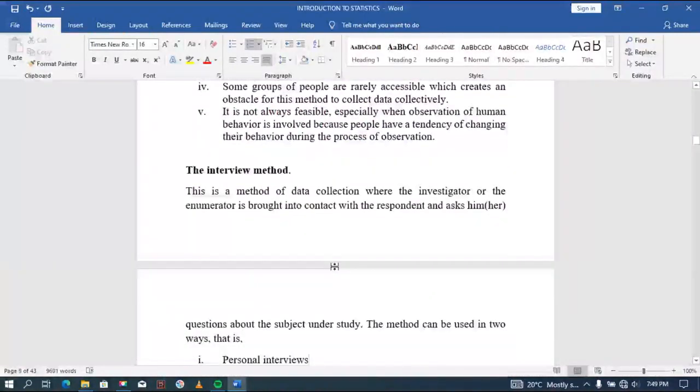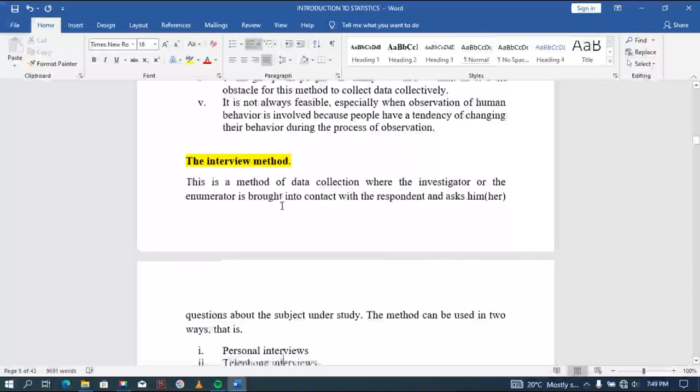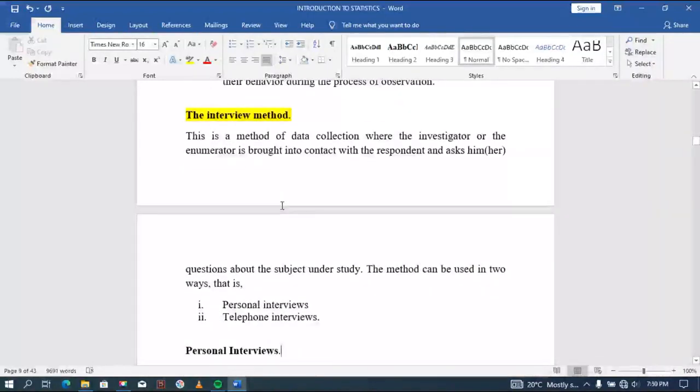Then we can as well look at the interview method. This is another method of data collection. It is a method of data collection where the investigator or the enumerator is brought into contact with the respondent and asks him or her. So this is where you have an interaction between the researcher and the respondent, where the researcher asks questions and the respondent is expected to give answers.